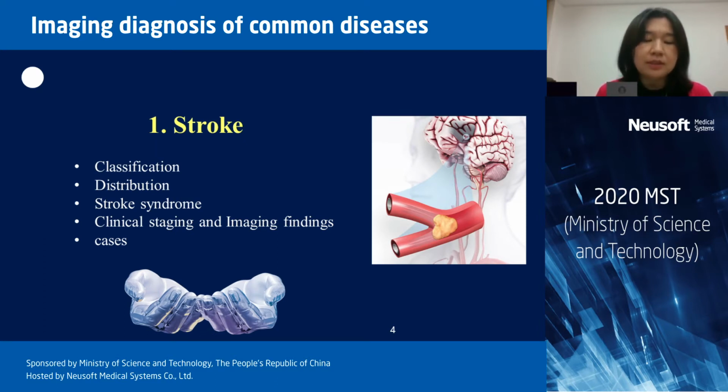Stroke is a disease that affects the arteries leading to and within the brain. It's the number one cause of death and the leading cause of disability in the United States. It's the number one cause of death in China. There are various types of stroke, mainly containing ischemic stroke, hemorrhagic stroke, and transient ischemic attack, TIA for short, also called a mini stroke.